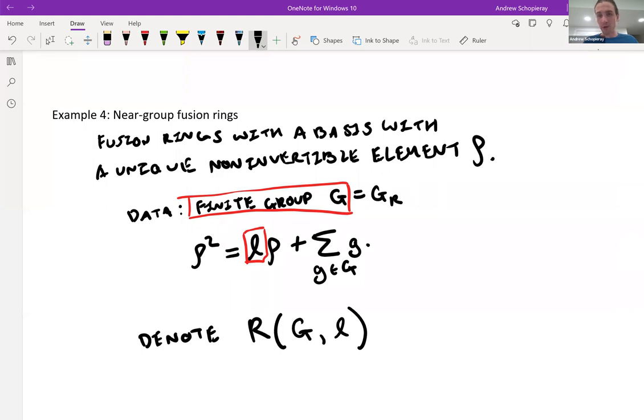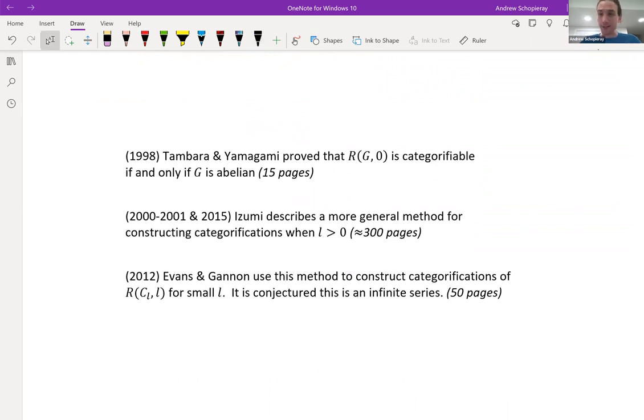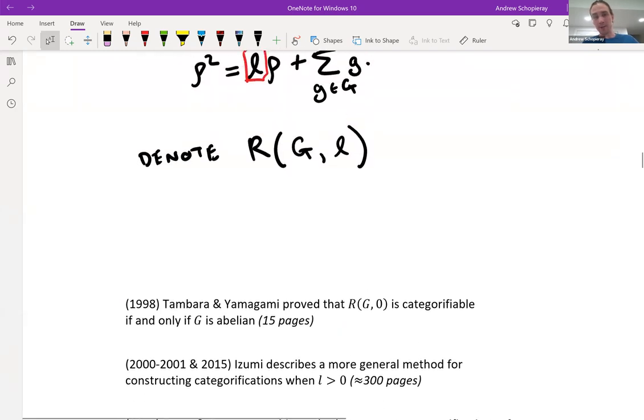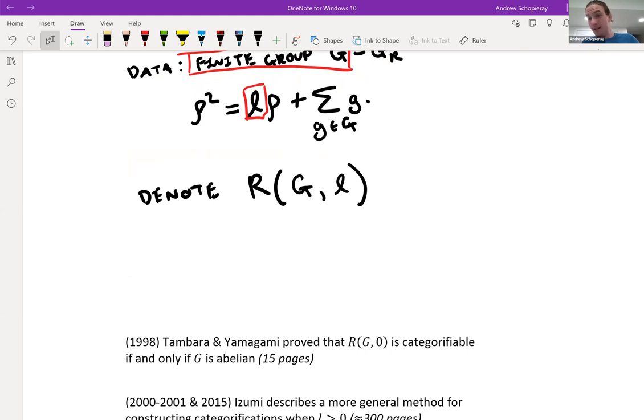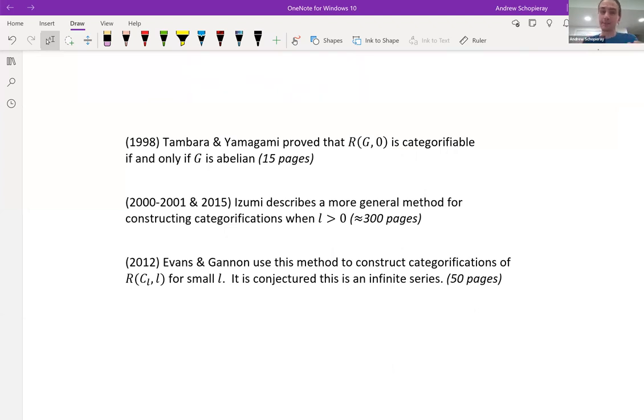So all of these are two-dimension fusion rings for extremely trivial reason. And so they fit into what we've been talking about above. But these have actually been studied since before the term fusion category really even existed. So in the late 1900s, Tambara and Yamagami proved that if I set my coefficient to 0, so when I square my non-invertible element, I just get the sum of the group elements, they actually solved the associative constraints. They solved the pentagons, if you will, and proved that every single one of those rings is categorifiable.